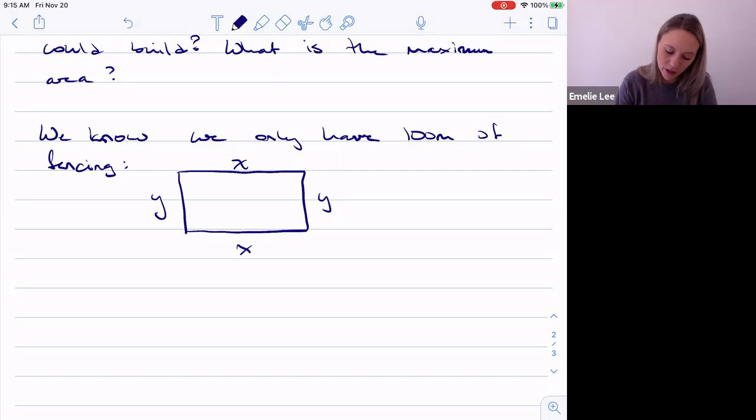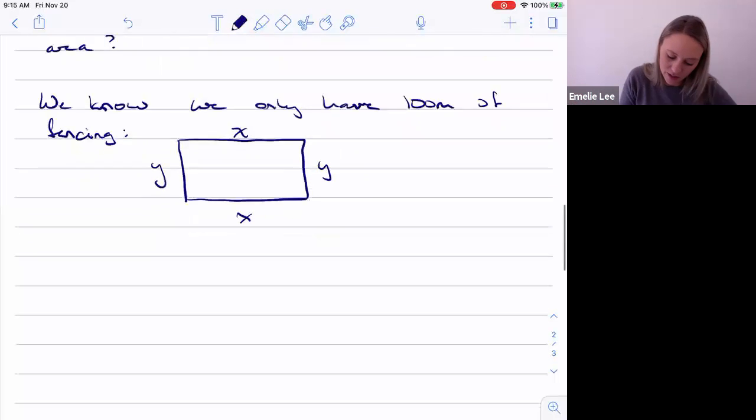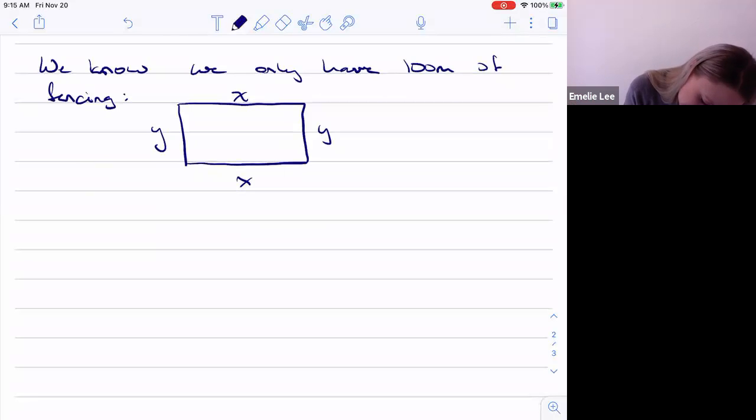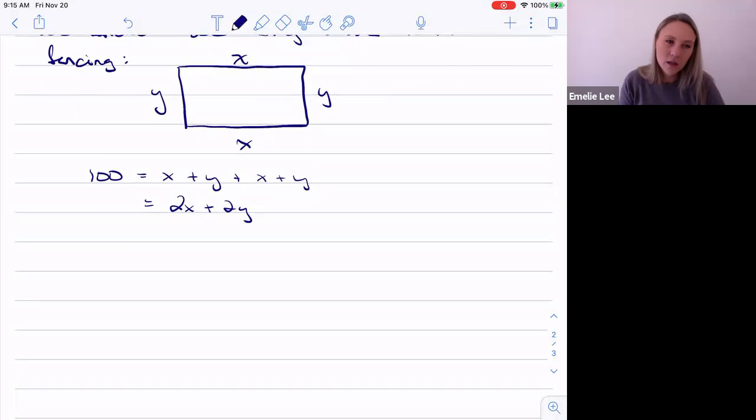We're allowed to. So what that means is that y plus x plus y plus x must be 100, right? I don't want to use 90 or something weird, right? I want to maximize everything. So I have 100 meters of fencing. And so we say 100 must be x plus y plus x plus y, which is 2x plus 2y, right? So 100 must be 2x plus 2y.